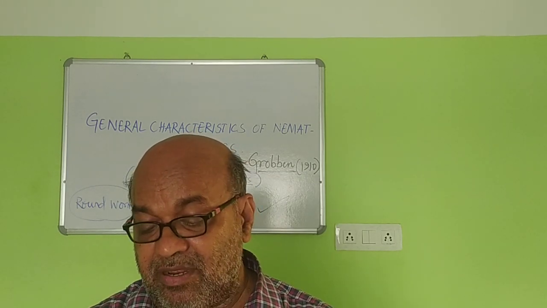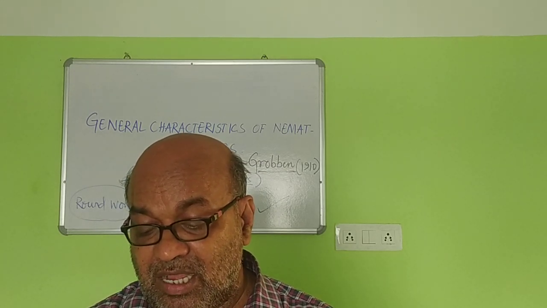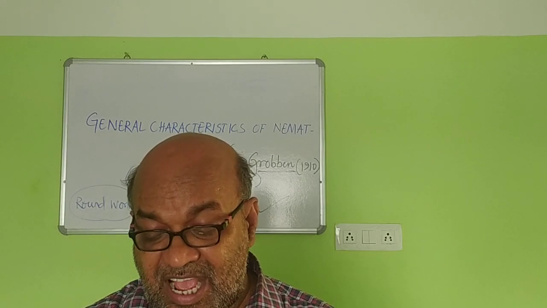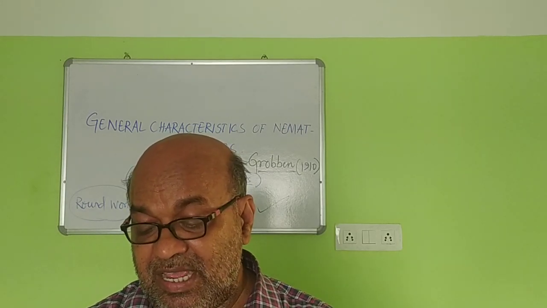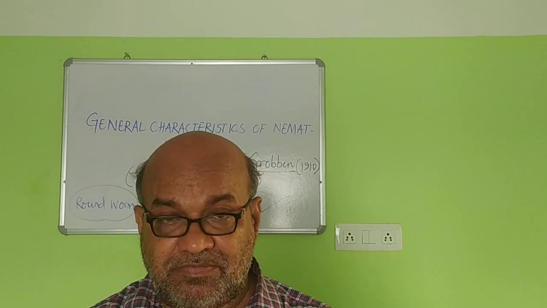Character number 8, musculature includes mostly longitudinal fibers. Character 9, body cavity a pseudocoel not lined by mesoderm.